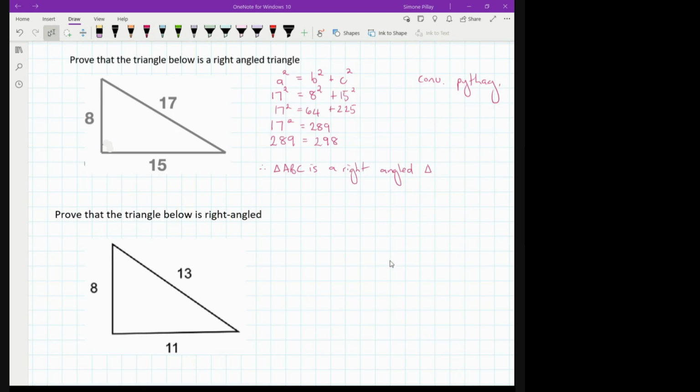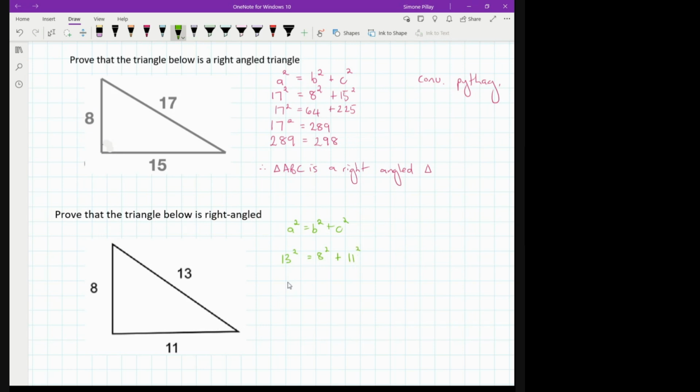Bree, do you want to answer the next one or do you have a question? I want to answer. Beautiful. So again, we have a proof that the triangle below is right angled. How are we going to do it? So we're going to say a squared equals b squared plus c squared. And then we're going to substitute a squared with 13 squared, equals 8 squared plus 11 squared.